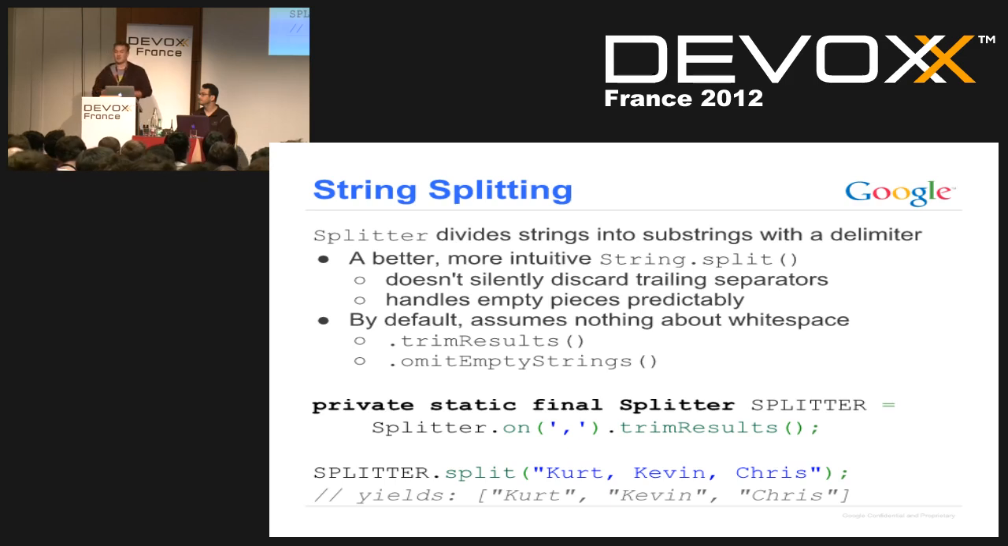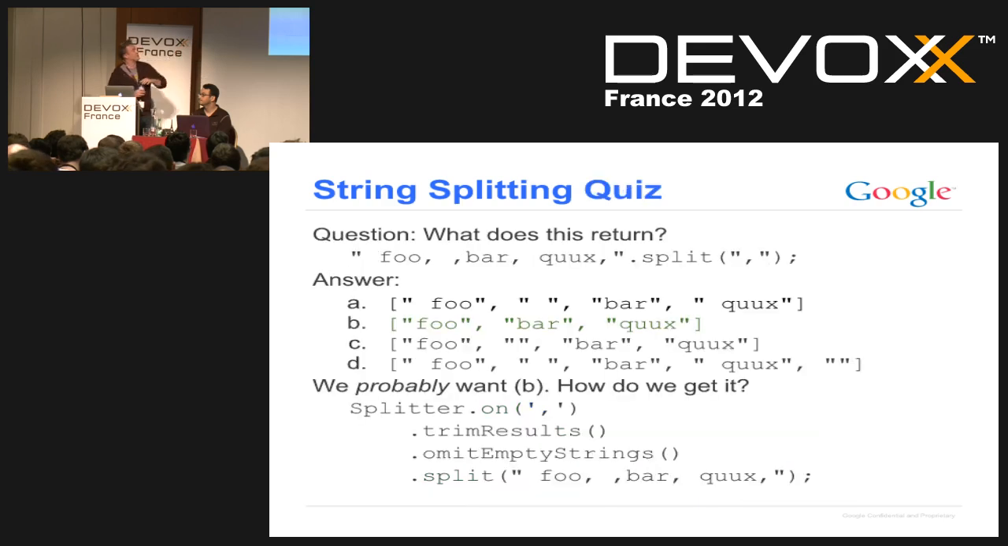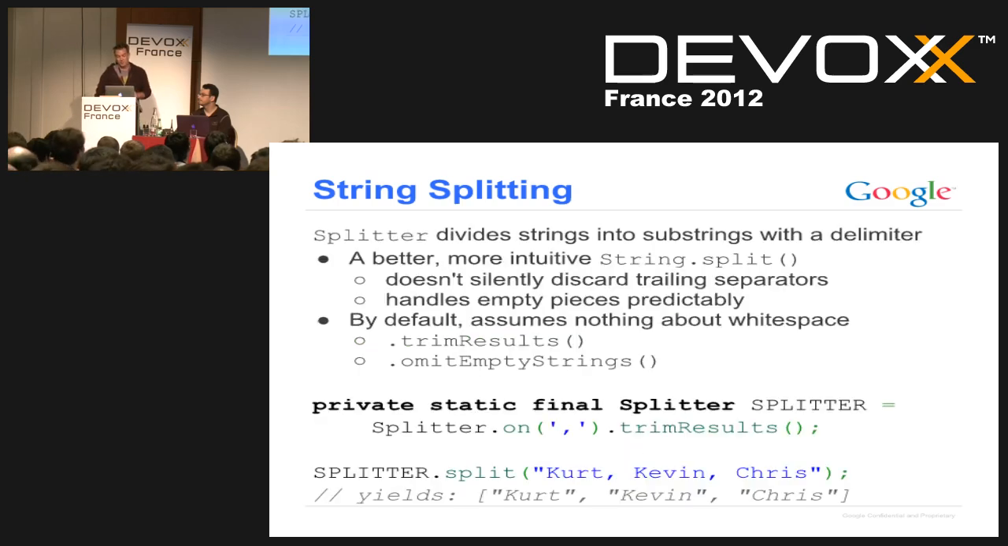It doesn't silently discard the trailing separators as string.split did. And it handles empty pieces predictably, meaning that it gives you options to either omit them or trim the individual pieces. So in the previous slide, here we're going to trim the results, so that's going to trim off any white space from each piece. And we're also going to omit empty strings, so we don't want an empty string in the results. So this class gives you a lot of configurability for splitting strings, which is useful for user input.